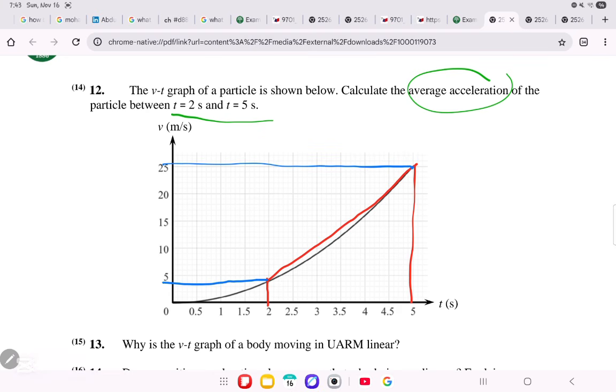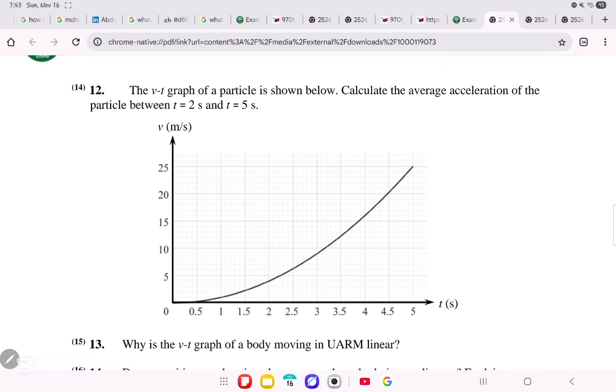2.4. Now what do we do? We do y minus y over x minus x. We find the value of the slope. So 25 minus 4 over 5 minus 2 will give me my answer, which is 7 meters per second squared.